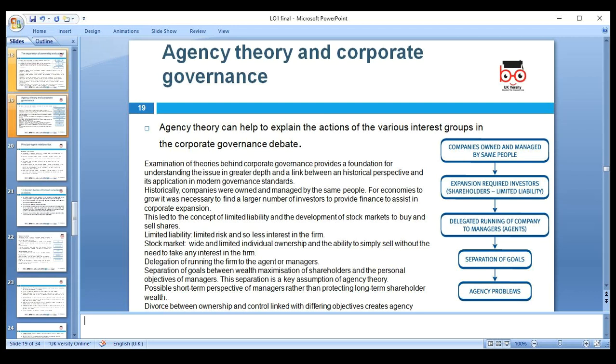Separation of goals and agency problems. Sometimes we have conflict of interests. Maybe the director just wants to be something different. So we need to make sure we have a clear agency relationship, and we should have it in writing, so the company is managed effectively. Or the director can delegate powers to someone else, to managers. Any questions in this regard?